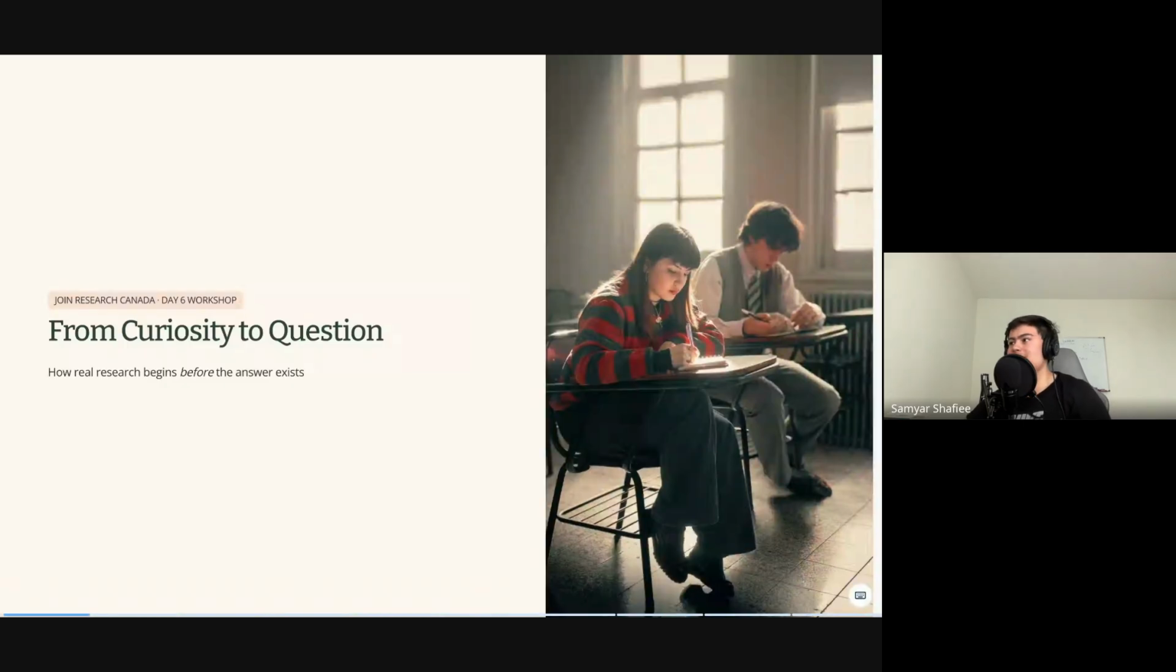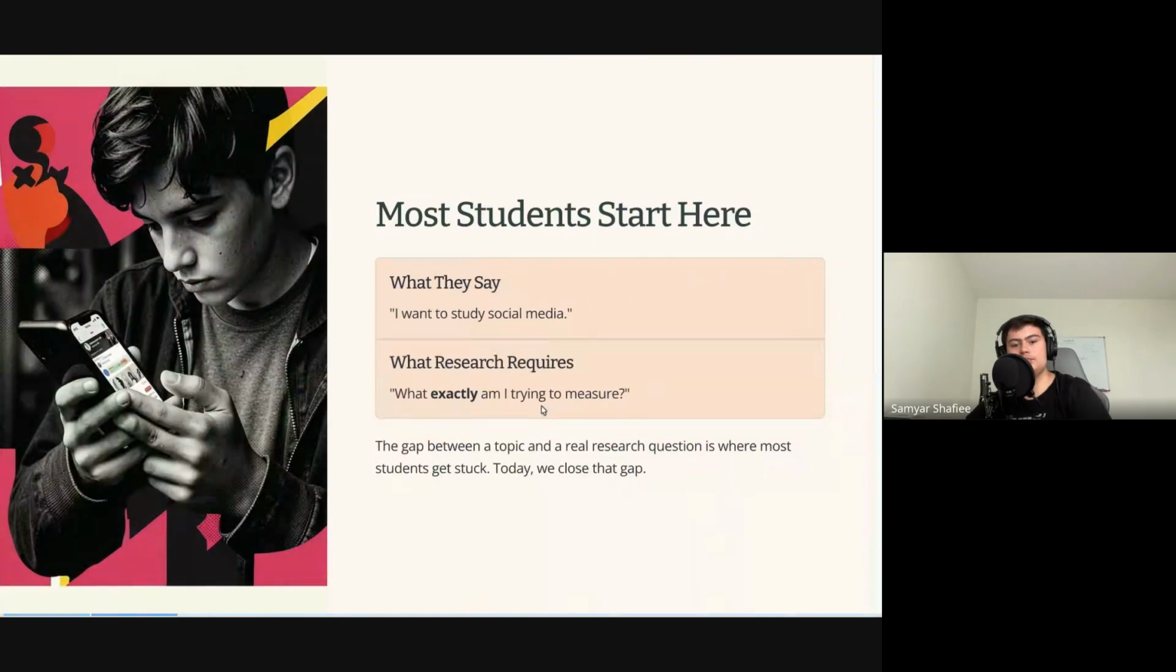Okay, so now let's begin our second slide of today. First of all, let's talk about what you get wrong before we tell you how to fix it. Many students say that they want to, for example, study medicine or study social media. Or let's say they even want to go a bit narrow: I want to study cancer. But again, what exactly are you trying to study? Because cancer is 200 different diseases. Or social media, what specific platforms? What specific age group? What specific demographics?